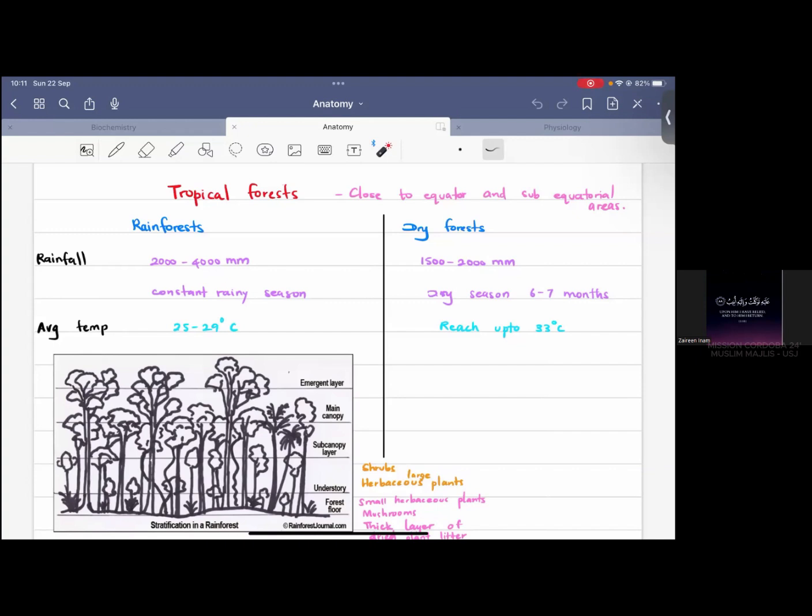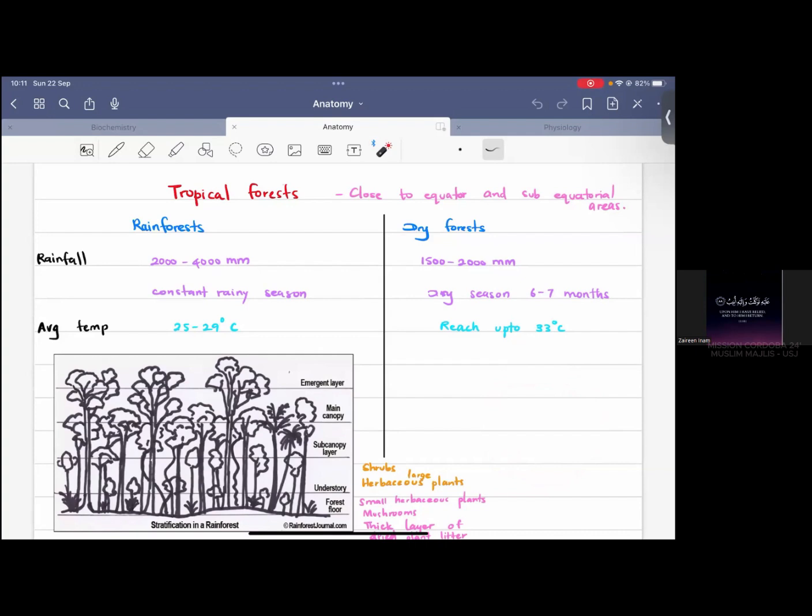Now, tropical forest. As I told you, this is mostly found in Sri Lanka. It is obviously close to the equator and extends to the sub-equatorial area. What are sub-equatorial areas? This is the globe, and let's say this is the equatorial region, and these are the sub-equatorial places. The tropical forest is distributed in those areas, and the special thing about it is that you have 2 types: rainforest and dry forest. We should know each and every detail of both forests.